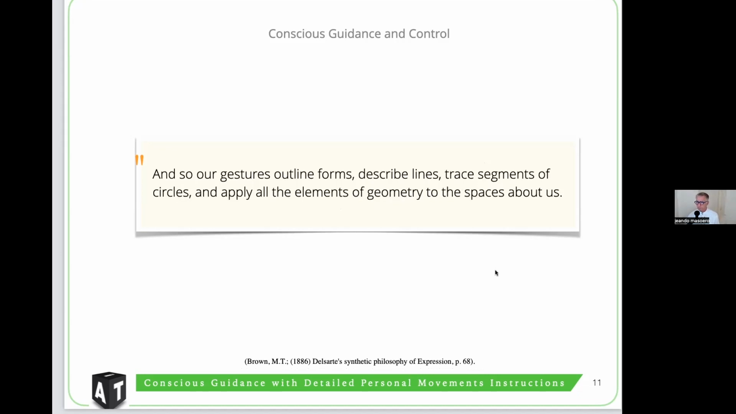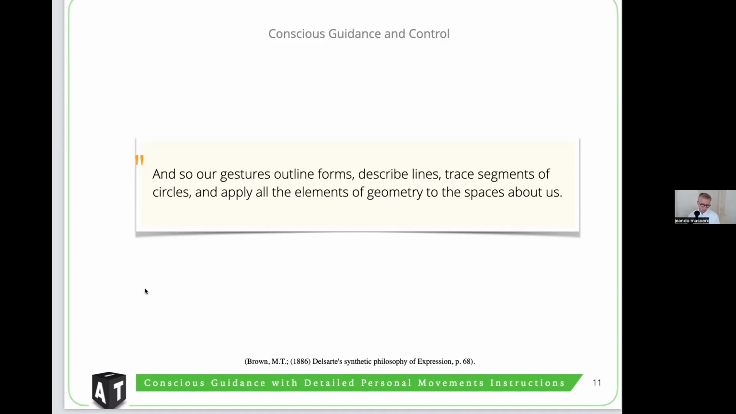So you will see that our gestures, here it's like a poetic narration by Brown. Brown, 1886, also 10 years before Alexander started to teach. So our gestures outline form, describe line, trace segments of circle, and apply all the elements of geometry to the spaces about us.